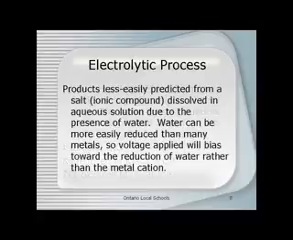We said before that when you have a pure molten salt, it's easy to predict the products from an electrolytic process. It's much less easy to predict them from a salt that's dissolved in aqueous solution because of the presence of water. Water can be more easily reduced than many metals, so voltage applied will bias toward the reduction of water rather than the metal cation.